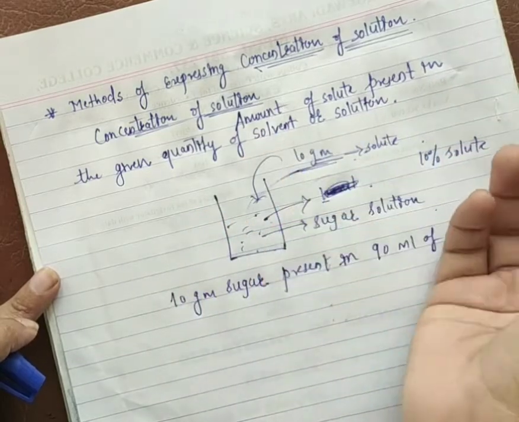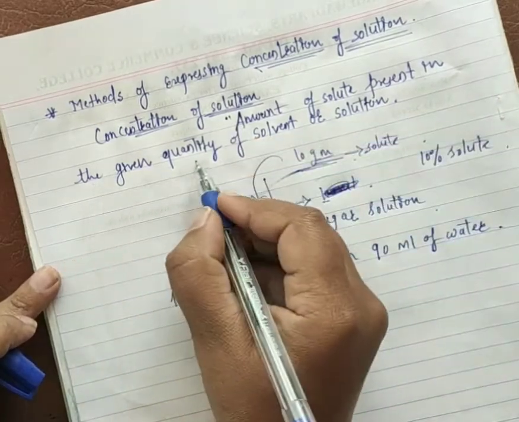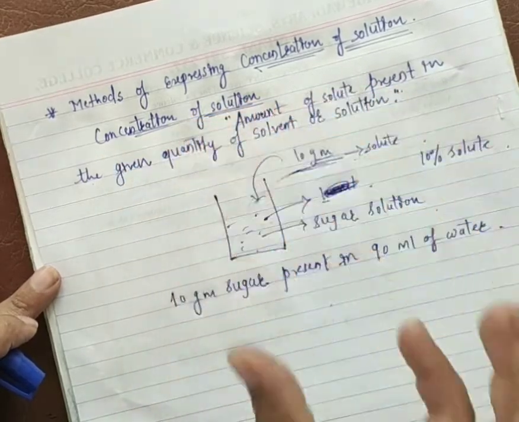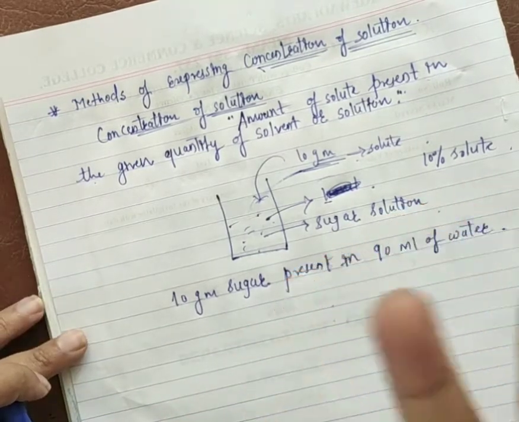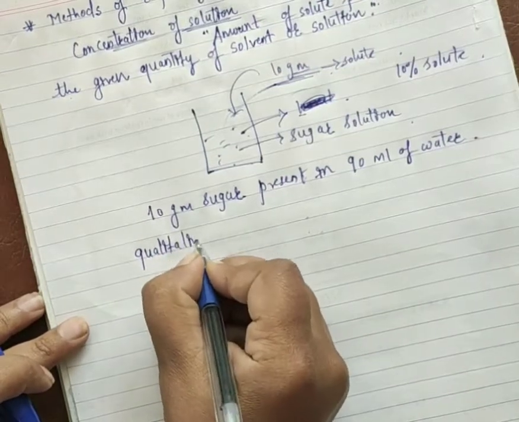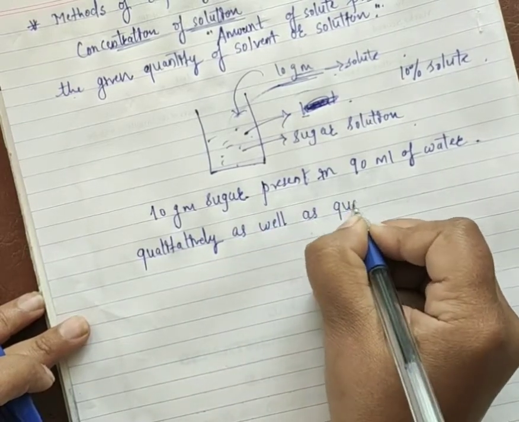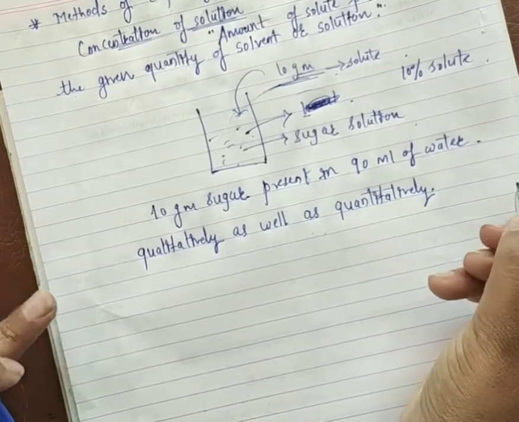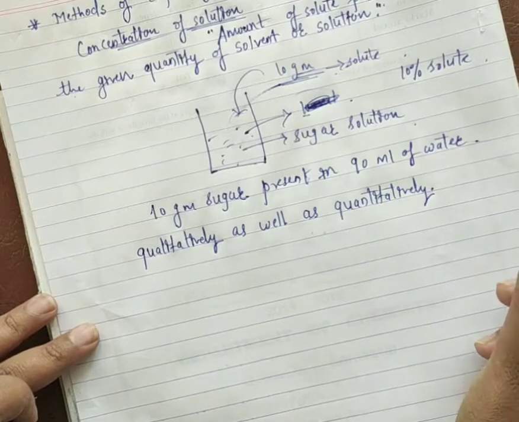Because of this reason they gave the definition: the concentration of solution is the amount of solute present in a given quantity of solvent or solution. We call it concentration of solution. The concentration of solution we can decide qualitatively as well as quantitatively.